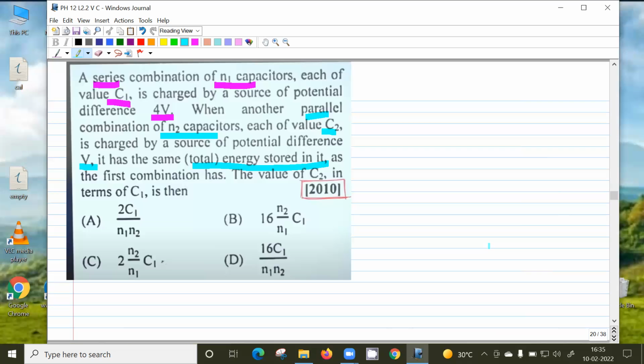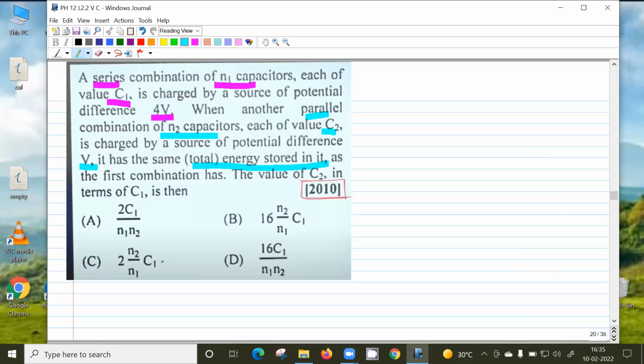So if there are two capacitors in series, say C and C, what is the equivalent capacitance? 3/2. Okay. So if there are three capacitors C, C, C in series, what is the equivalent capacitance? 2/3. Yeah. So here there are N1 capacitors in series. So what is the equivalent capacitance?